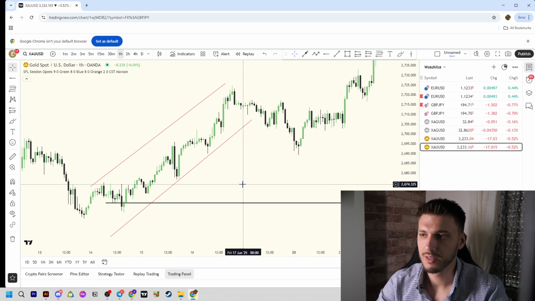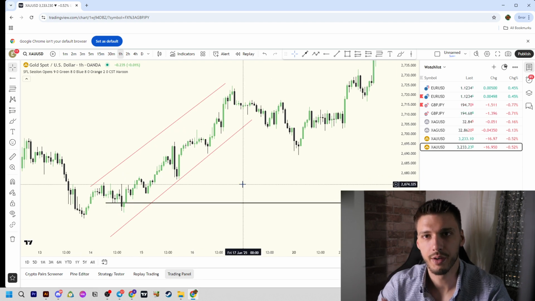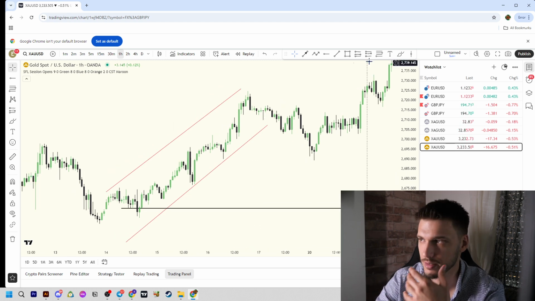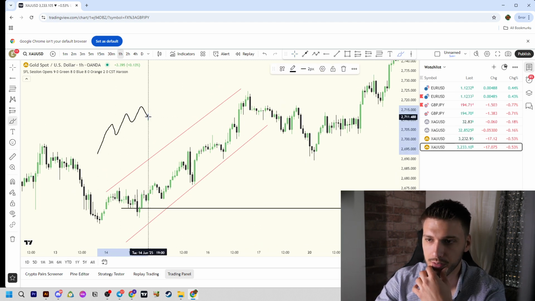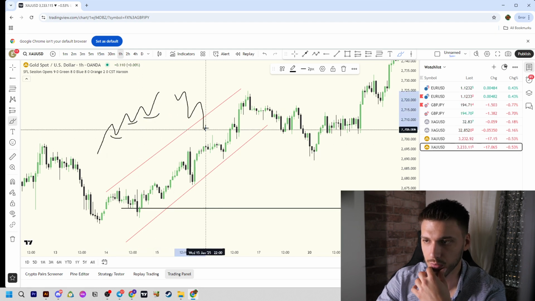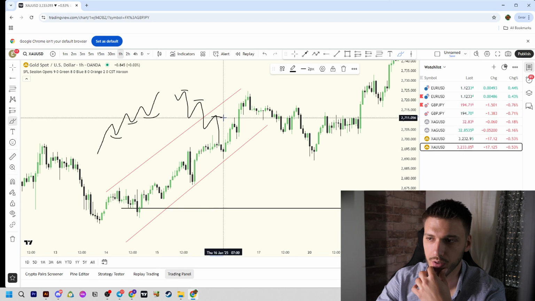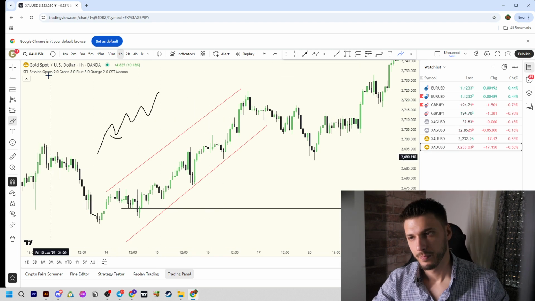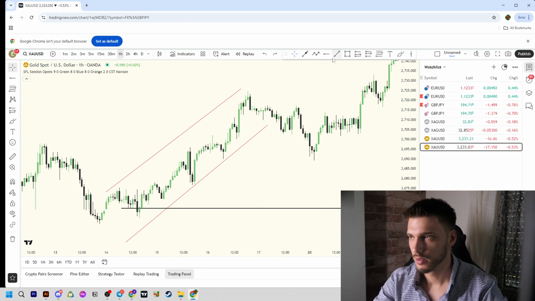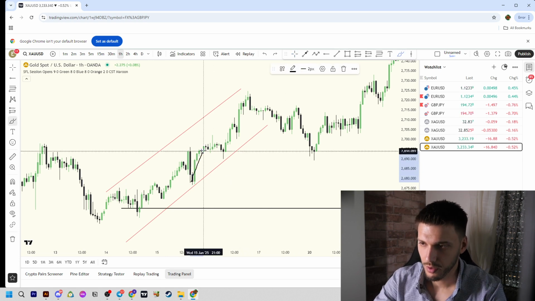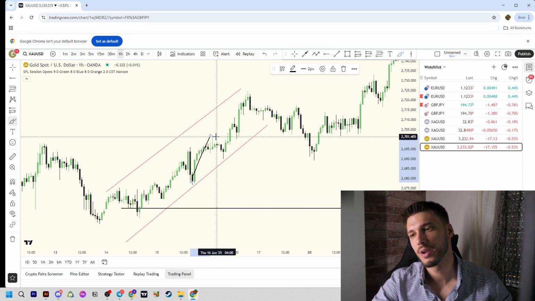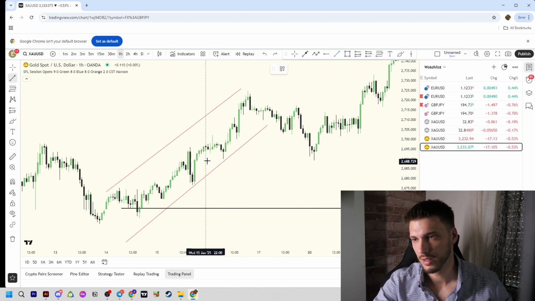And in an uptrend, liquidity lies on the lows, and in a downtrend, liquidity lies on the highs. Let's say if we are in an uptrend, there's always liquidity on the lows, and if we are in a downtrend, there's always going to be liquidity on the highs. Let's take another example I can see here. When the market is pushing higher, we can see it left a low here.